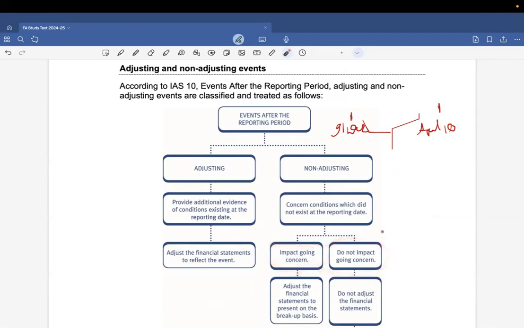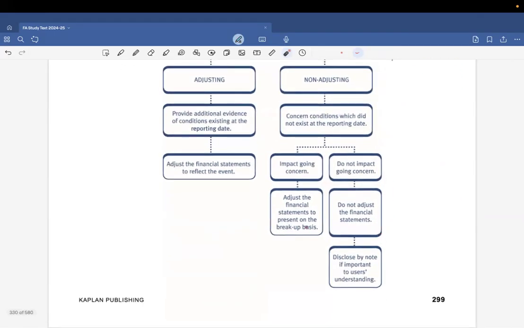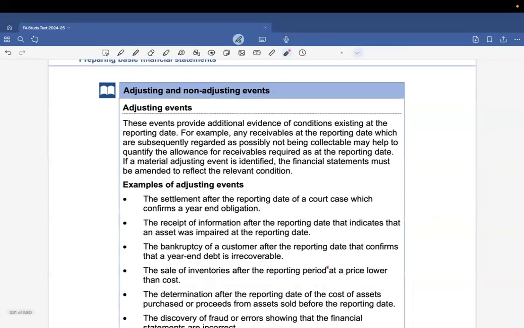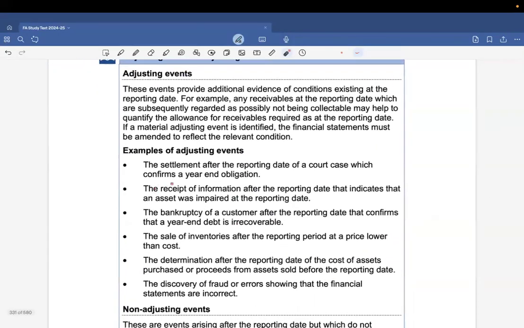If it is affecting the going concern concept, then the FS needs to be on a breakup basis. That means you have to provide the liabilities first and then the assets. That is called breakup basis. And if it does not actually affect your going concern, then no adjustments are made to the FS, but you're going to disclose it by a note. Understood?